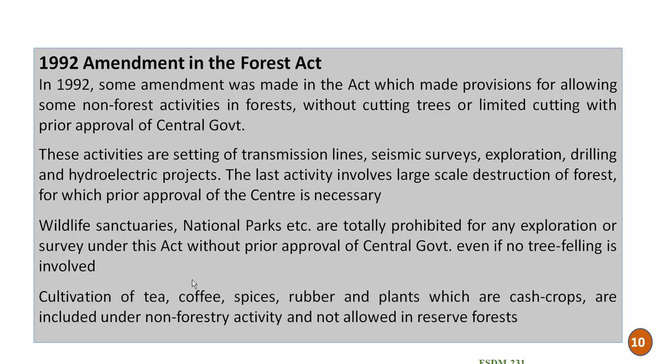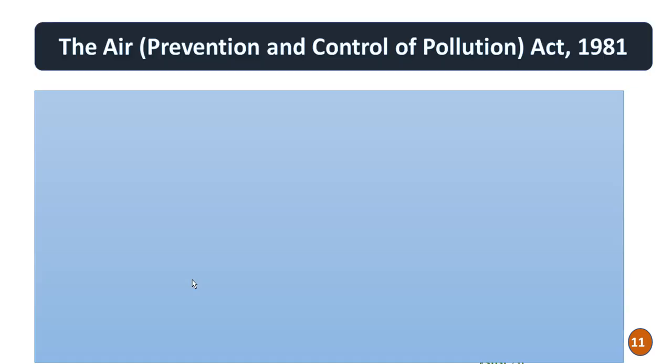Then cultivation of tea, coffee, spices, rubber and other plants which are cash crops is included under non-forestry activity and is not allowed in the reserve forest. So these cash crops or commercial crops are included under non-forestry activity and are not allowed in reserve forest areas. Then next is the Air Prevention and Control of Pollution Act, 1981.